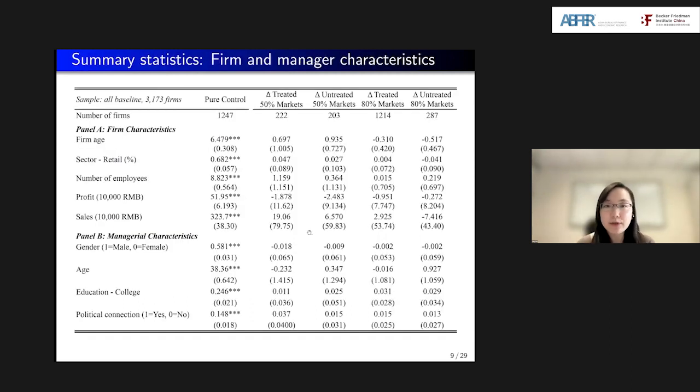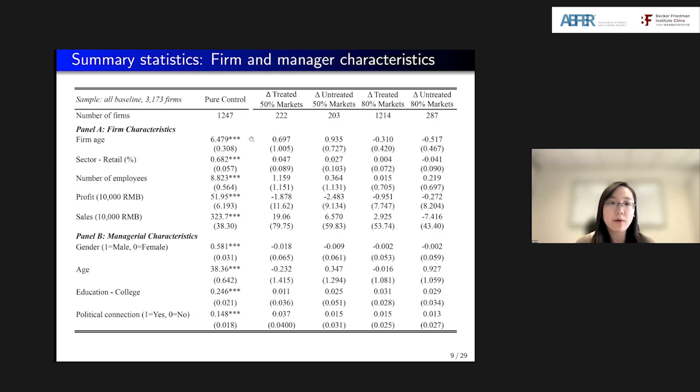So next, let's look at some summary statistics. In this table, each row reports results from a separate regression in which we regress each of those variables in column 1 on indicators for the different treatment statuses, including treated firms in 50% markets, untreated in 50% markets, treated 80%, and untreated 80%. So the coefficient of the constant reflects the average of the variable at baseline for the pure control group, meaning firms in the pure control markets. And the coefficients of the indicators represent the difference between the different treatment arms and the control group.